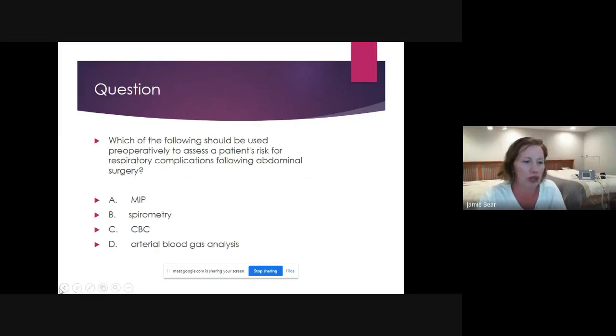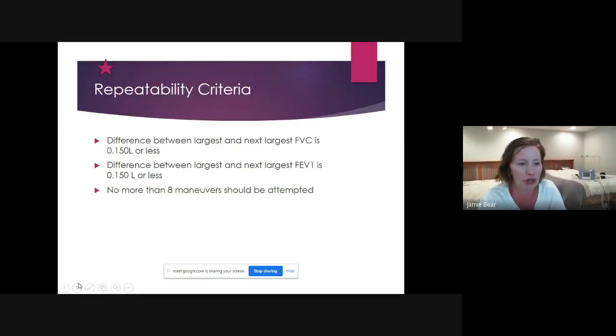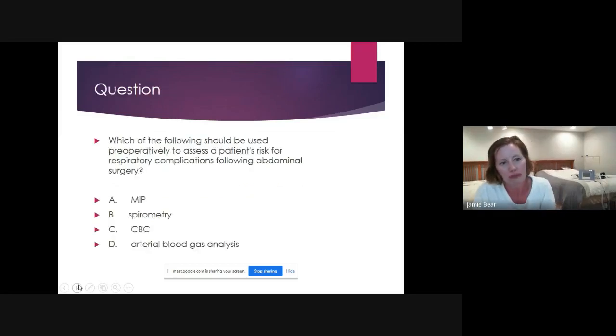And then one other thing, no more than 8 maneuvers should be attempted. Which of the following should be used preoperatively to assess a patient's risk for respiratory complication following abdominal surgery? The first one is maximum inspiratory pressure, that's muscle strength, then spirometry, a CBC, a complete blood count, or ABG analysis. So the answer here is going to be spirometry.